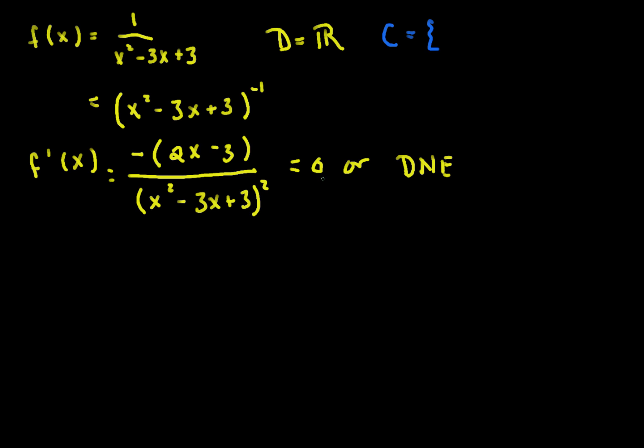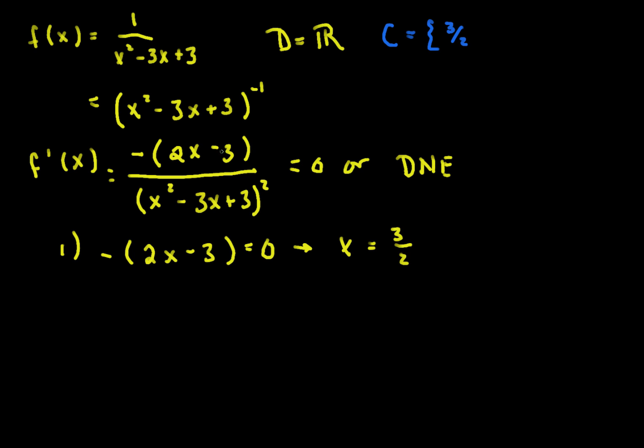So let's take 0 first. I've got a rational function. The only way a rational function could be 0 is if the numerator is 0. So first I'll look at when negative 2x minus 3 is equal to 0. And this is when x is equal to 3 halves. So there's a critical point. I can put it in here: 3 halves is a critical point.